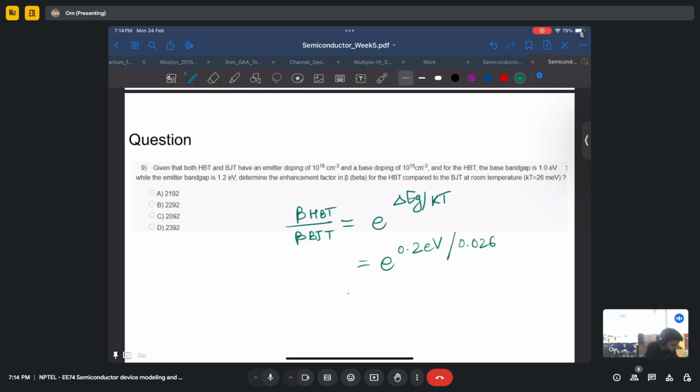So if you solve it, it will give you beta HBT by beta BJT to be 2191.42, which is approximately equal to 2192. This is your answer.